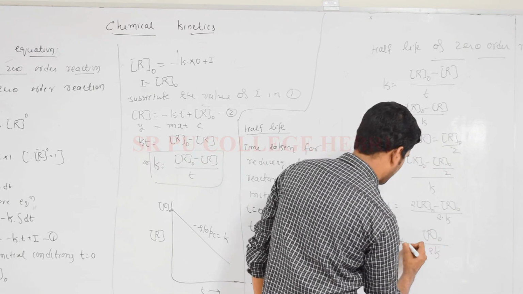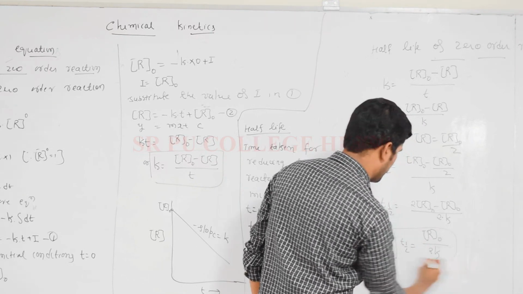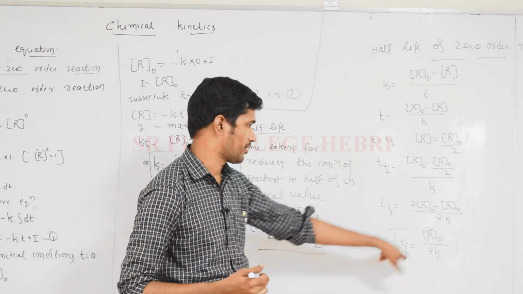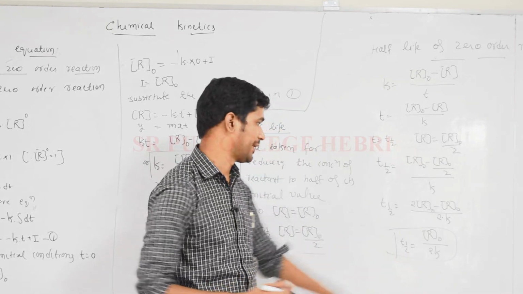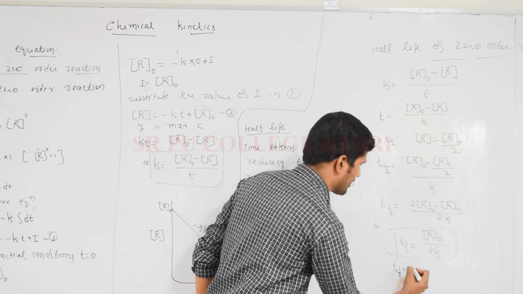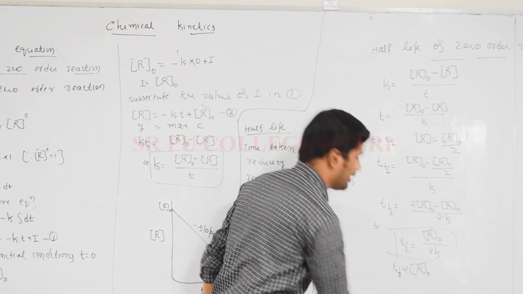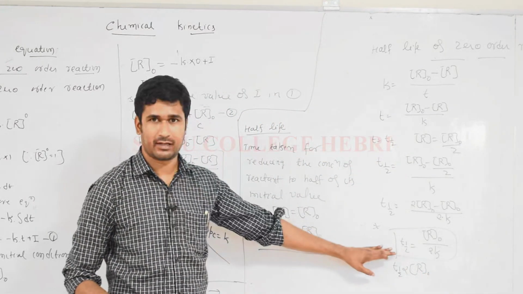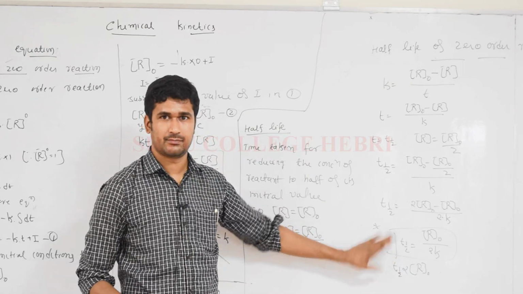So the half-life of a zero order reaction is given by T half is equal to R naught divided by 2K. This is very, very important. That means T half of a zero order reaction is directly proportional to the initial concentration of the reactant. Remember this. Thank you.